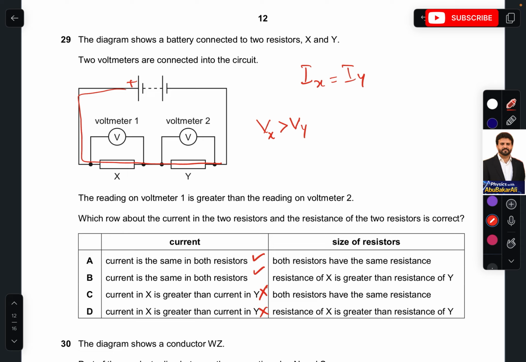In a series circuit, if the resistors are attached in series, their voltages depend on their resistance. The one with more resistance will have more potential difference. This is also an application of the potential divider. So you should know that R of X should also be greater than R of Y. So it is option B that is correct.